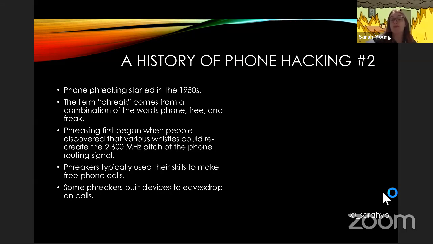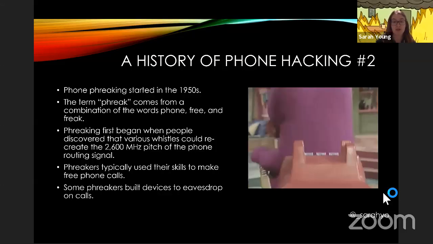So moving on to phone phreaking, which was a post-war thing. The term phreak comes from a combination of the words phone and freak. Phreaking first began when people found that various different whistles put down a telephone could actually recreate the correct pitch of the phone routing signal. And that meant they could trick the phone system into making calls for free. Some phreakers actually built devices that would do it for them, and they could also sometimes eavesdrop on calls.